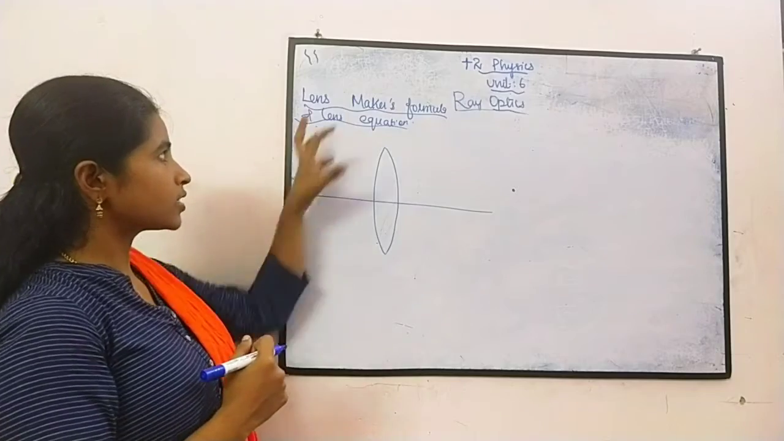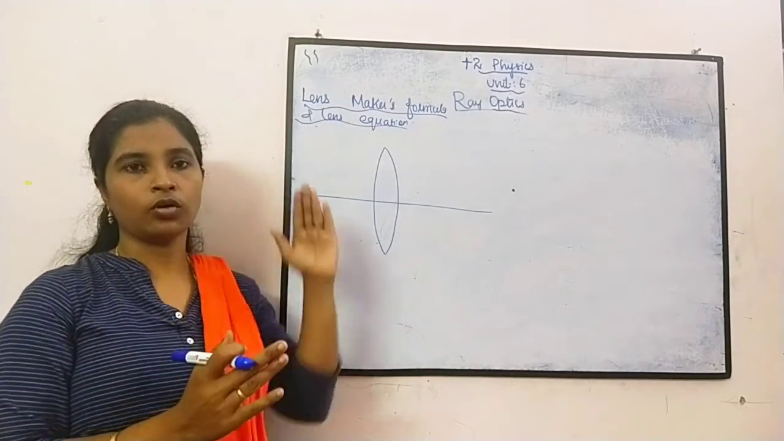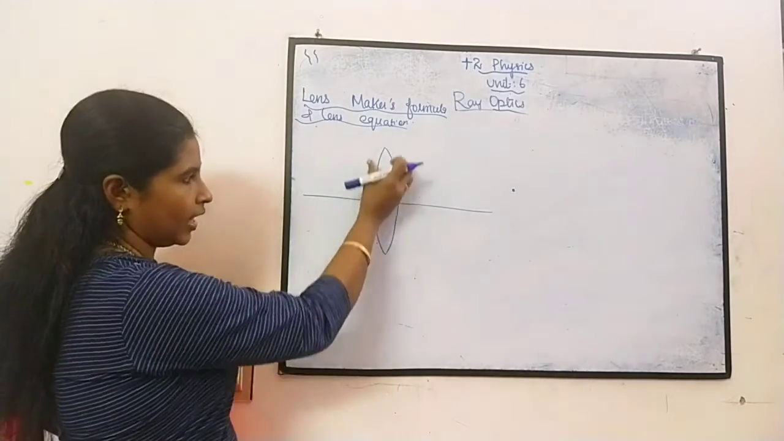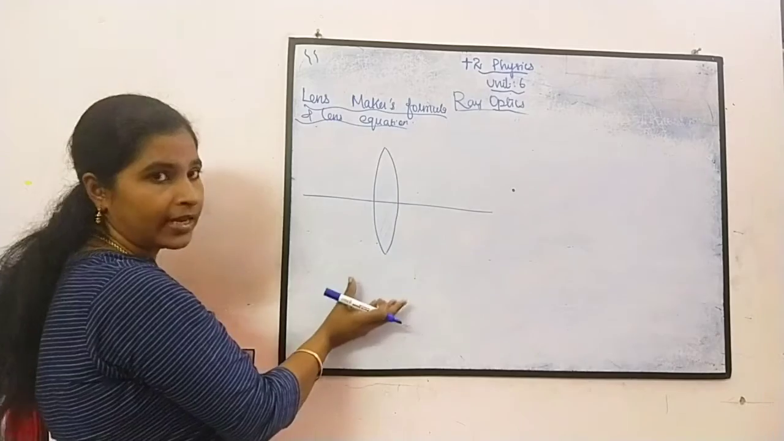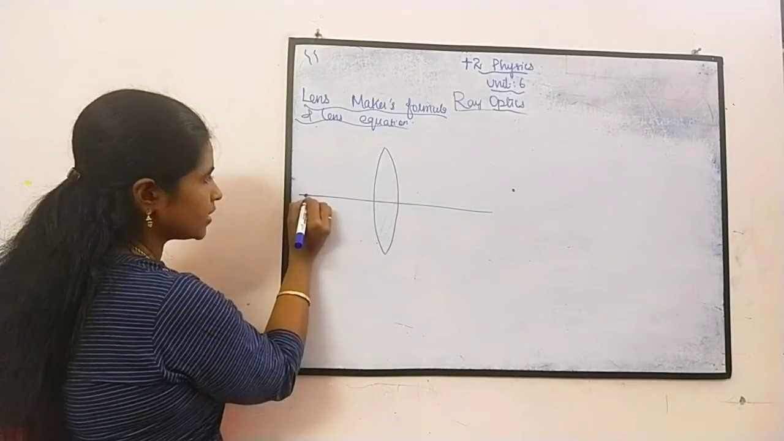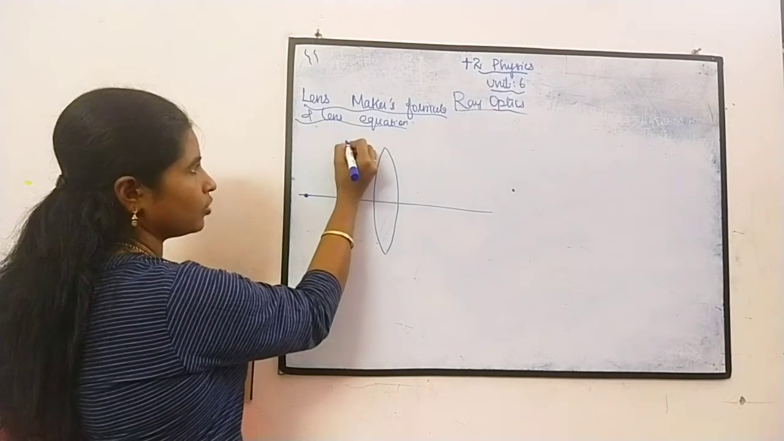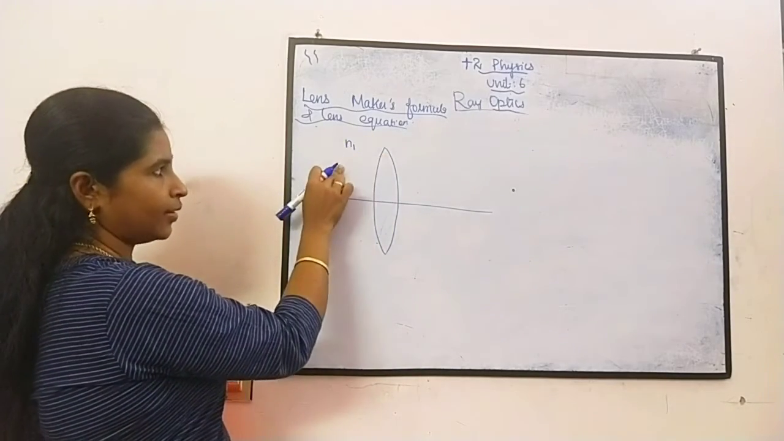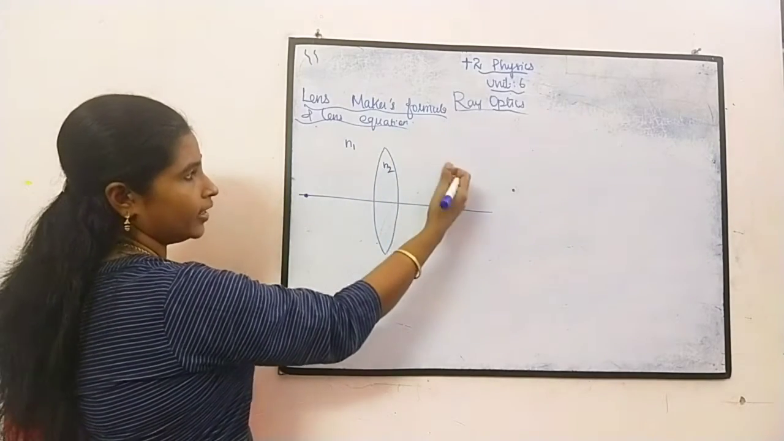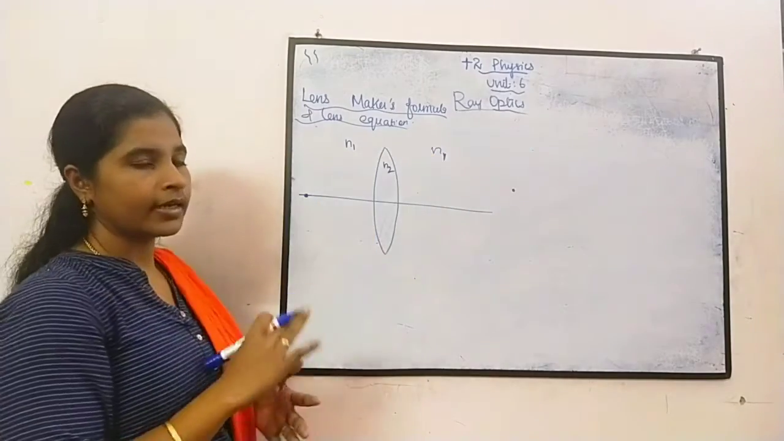So based on what do they make it, that we are going to study today. For that we are taking a lens. We have taken a double-sided spherical lens. Let us take this as air medium, with refractive index 1, and this is glass medium, let us take it as N2. Again it is air, so let us take it as N1, since both are air.